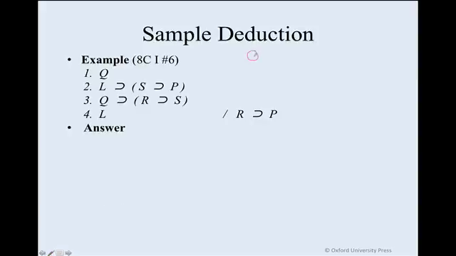So we have Q, Q horseshoe, S horseshoe, P, right? We affirm the antecedent, we bring down the consequent, so we have S horseshoe, P. And then we have L horseshoe, S. Oh, I'm sorry, forgive me. I just wrote this out wrong. I mixed up lines 2 and 3. So it's Q, R horseshoe, S. You're probably screaming at your computer when you saw me make this mistake. Good for you.